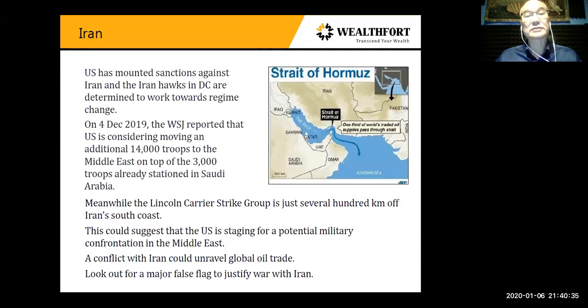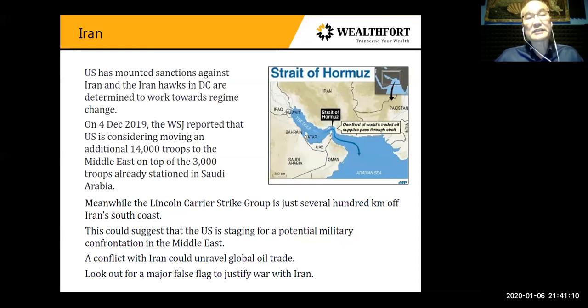So US has mounted sanctions against Iran, and Iran hawks in DC are determined to work towards regime change. And recently, what Trump said is rather mind-boggling to me, because he said we killed the top commander to stop a war, but it seems like everyone now is saying war is looming. So how can you stop a war if suddenly everyone is retaliating? So it's just an excuse for the US to prove a point, okay?